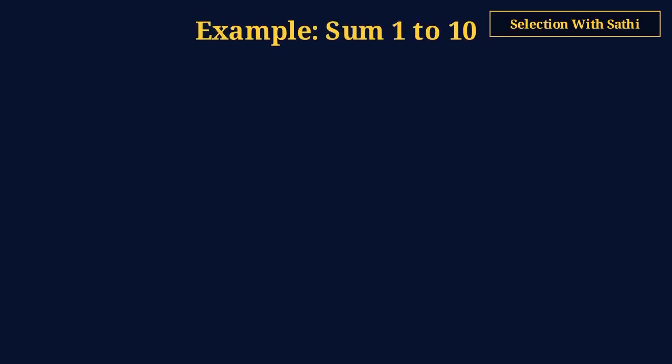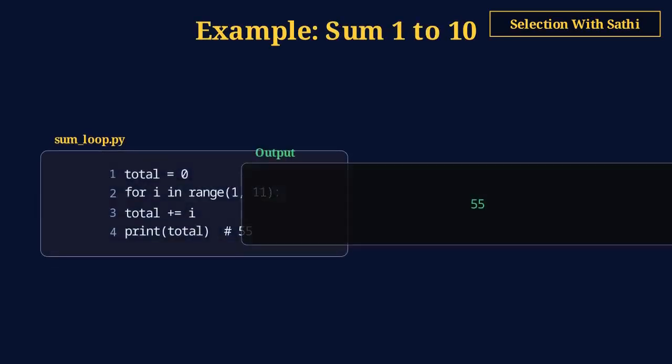Now let's sum numbers from 1 to 10. We set total to 0, then loop: for i in range(1, 11). In each iteration, total plus equals i. After the loop, total is 1 plus 2 plus 3 all the way to 10, which equals 55.